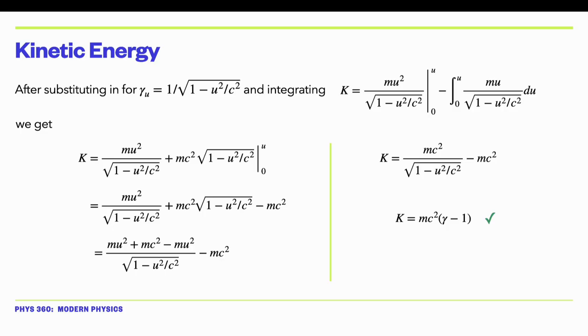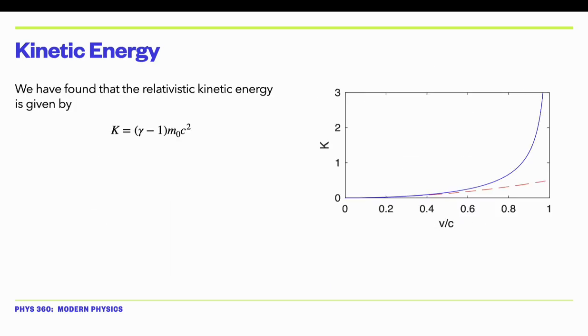I must say it doesn't look a whole lot like the classical version, which is 1/2 mv squared. But we'll come back to that in a minute. So here's this expression. Remember, gamma has the velocity dependence. If you plot this as a function of velocity, you get this curve. So the kinetic energy starts at 0, and then as the velocity gets closer and closer to the speed of light here, the kinetic energy diverges to infinity.